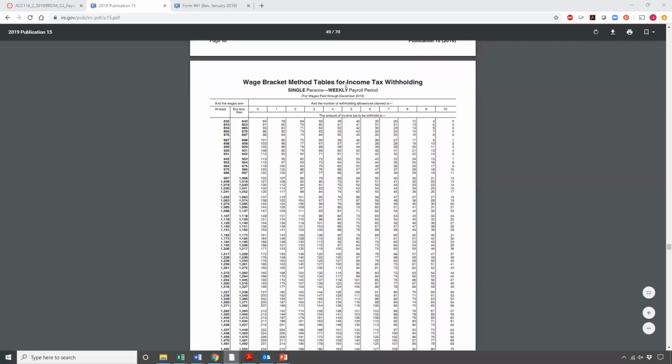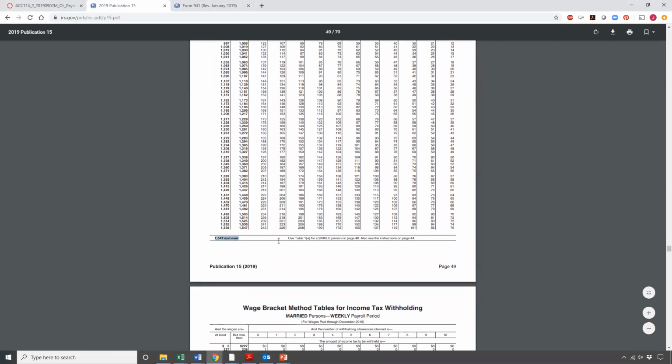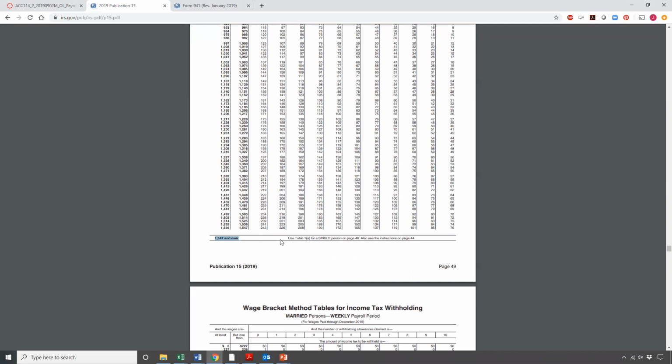Let me get to the wage bracket. You can see those wage bracket tables, and this is for a single person with a weekly payroll. If you go down to the bottom, you can see this here that says if there are wages that are $1,547 and over, you cannot use the wage bracket method for this employee. You have to use the percentage method. So make sure if it does hit that amount that you are going back and using the percentage method that we talked about last week.